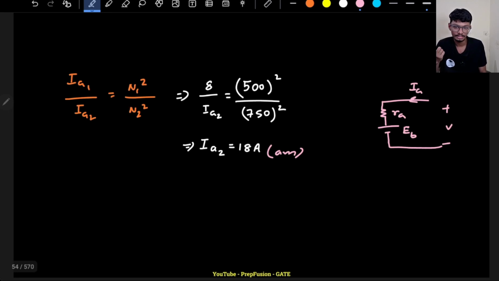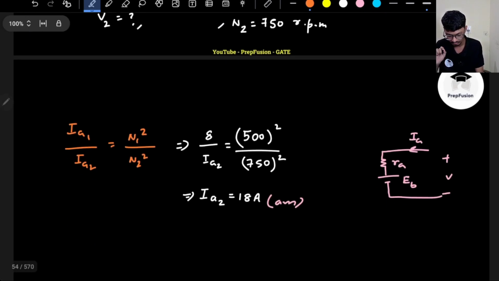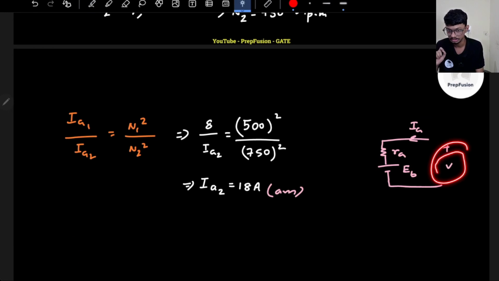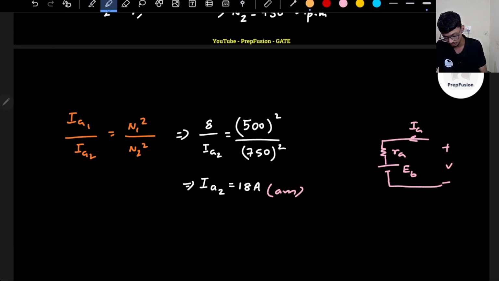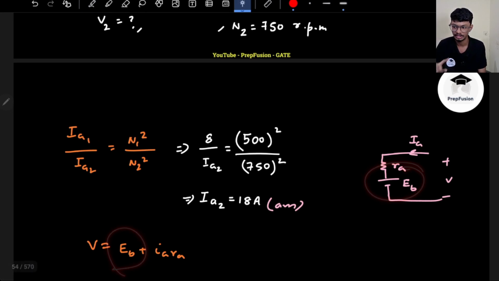So again, I have to apply the same thing. What was the back EMF in the first case? Will I be able to find out the back EMF in the first case? Because ultimately I have to find out the back EMF in the second case so that I can find out how much V I need. Because what is V equal to? V is equal to EB plus Ia Ra, right? So I have to find out the back EMF, but I don't know the back EMF, right? So I have to use the first case.